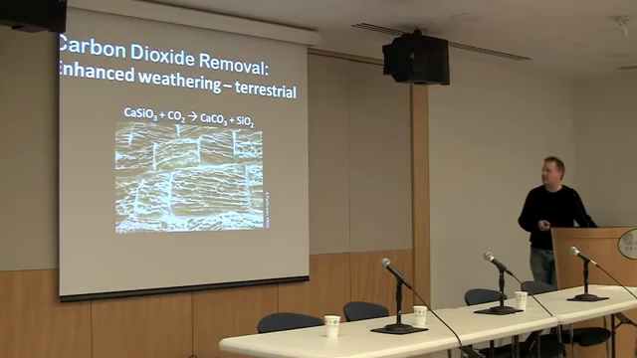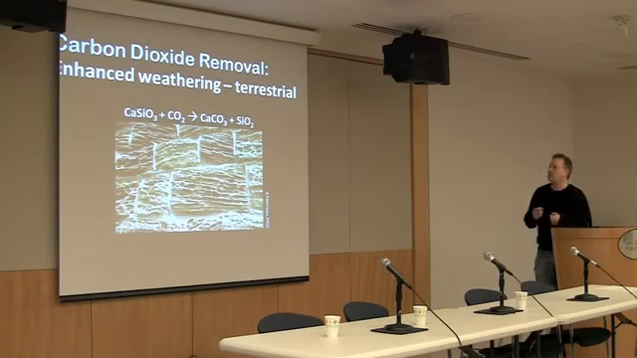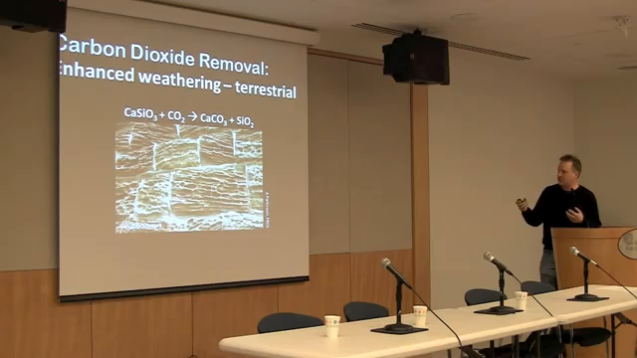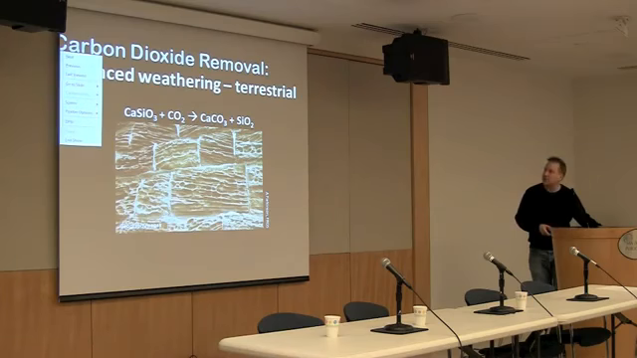Then there are these ideas of weathering rocks, where over hundreds of thousands of years, CO2 eventually reacts with rocks. So you have a silicate rock plus CO2, and it eventually converts to a carbonate rock and silica. This is the natural process that would remove CO2 over hundreds of thousands of years, and some people think they can accelerate this to short amounts of time.